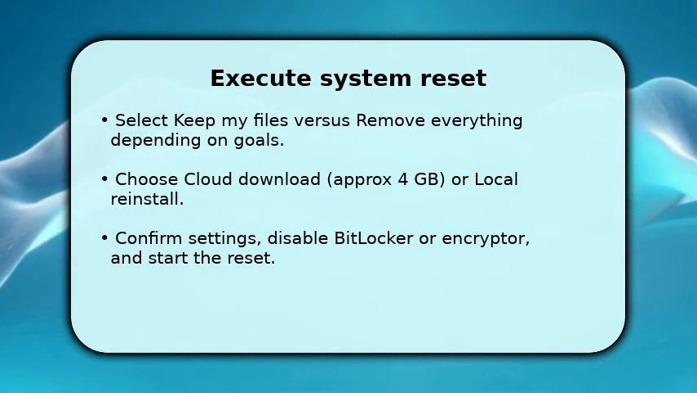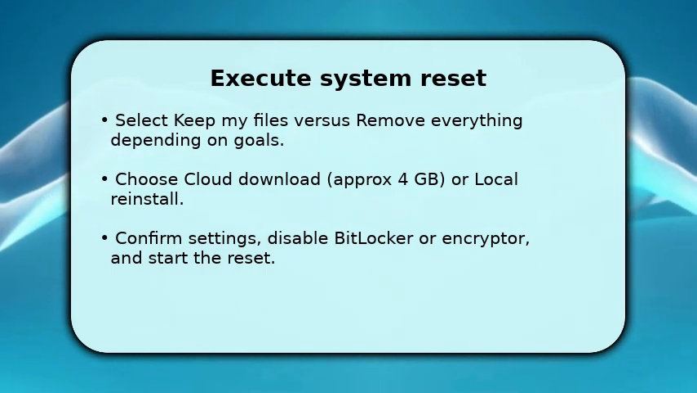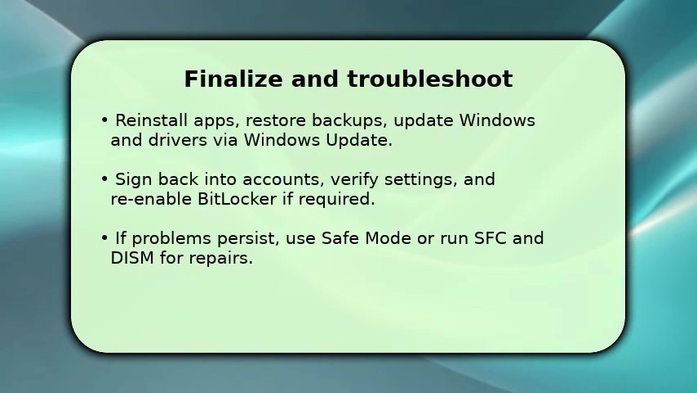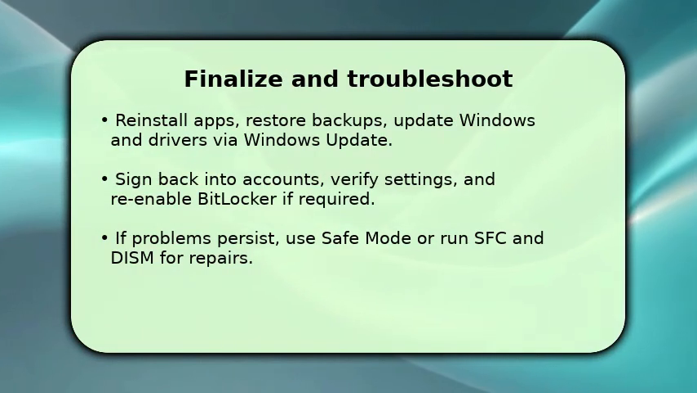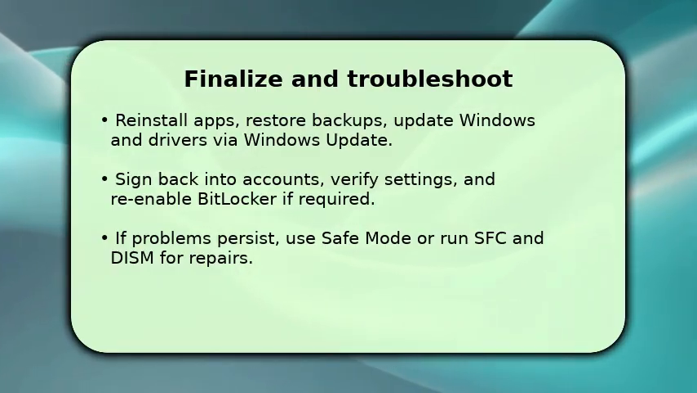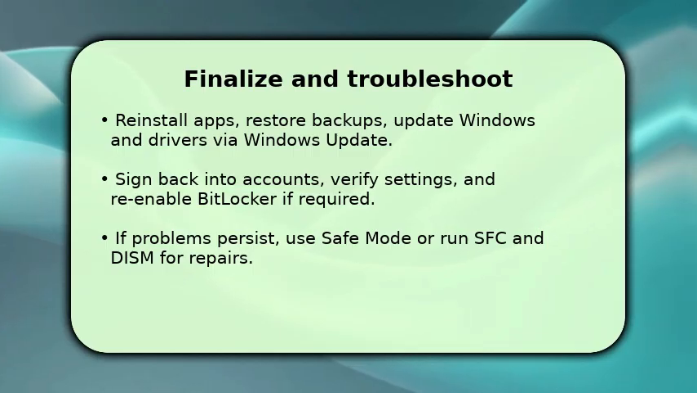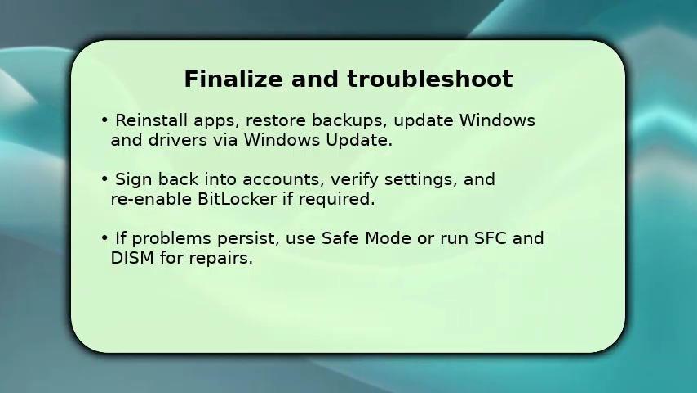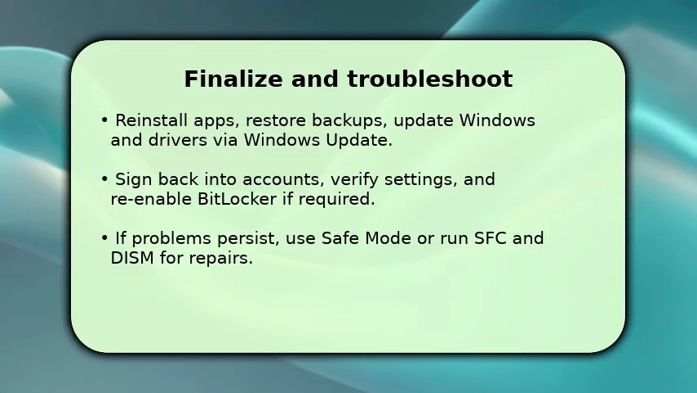After the reset, Windows will walk you through setup. Reinstall applications and restore your backed up files, then run Windows Update to fetch the latest patches and drivers so hardware works smoothly. Sign into your Microsoft account and re-enable BitLocker only after confirming system stability.